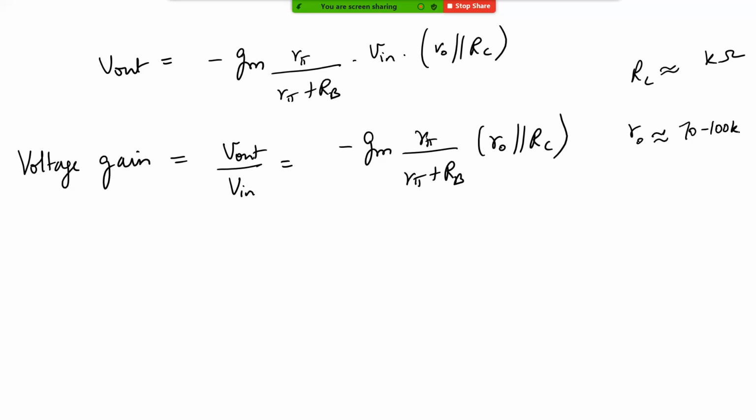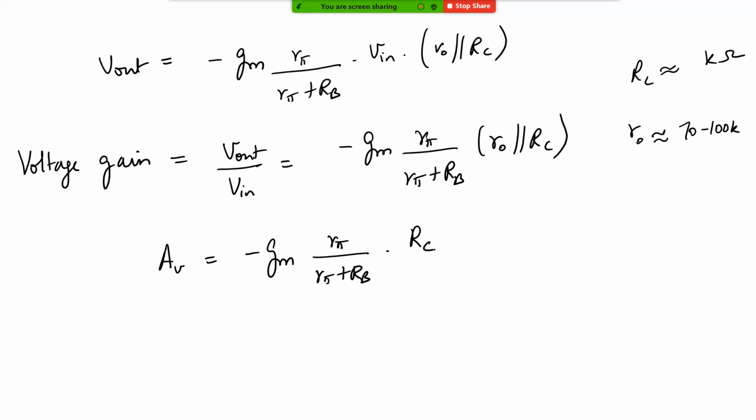All right. Typically, if you look at the data sheet, every transistor will be slightly different. If you look at the early voltage, it will be somewhere in the order of 70 volt, 100 volt, 80 volt, something like that. And if you typically assume a current of 1 milliamp, 2 milliamp or something, you end up with R naught, which is in the order of tens of kilo ohms or almost 100 kilo ohm. Okay. So a good approximation is to basically say that my voltage gain, let me just call it AV, can be written as minus Gm times R pi by R pi plus RB into RC.